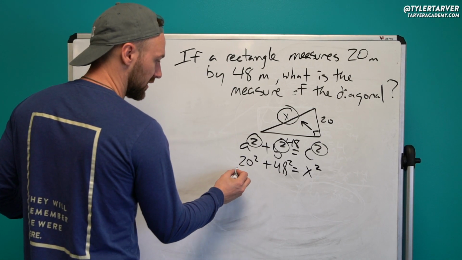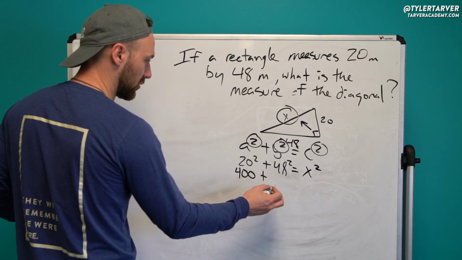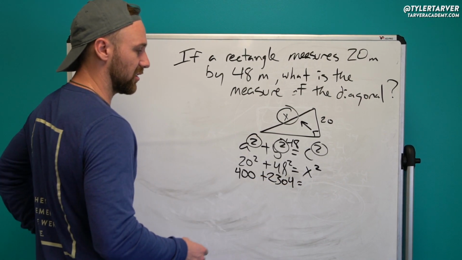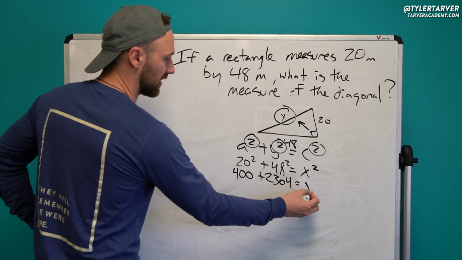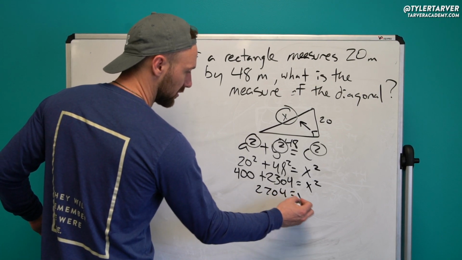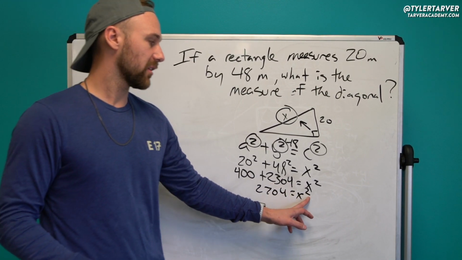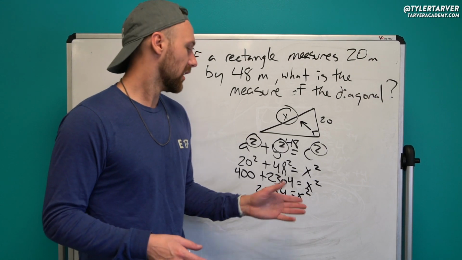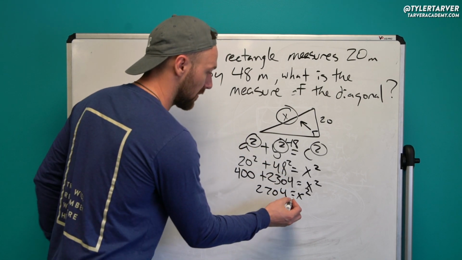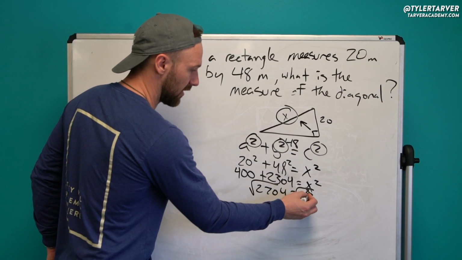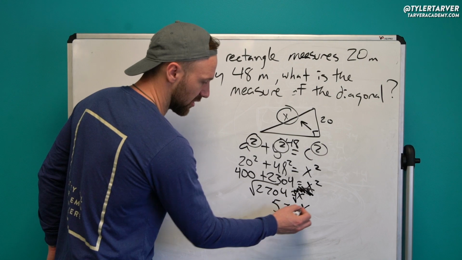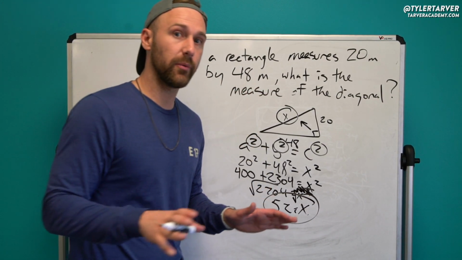So 20 squared is going to be 400, and 48 squared is 2,304, I think. If we get a wrong answer, you can correct me in the comments. And then x squared is still x squared. Now we just add those two together. It's going to be 2704 equals x squared. And then our last step is to get rid of the squared, okay? Because we want x, we don't want x squared. So the opposite of squaring something is square rooting, okay? So square root this side, square root this side, that cancels out. My x equals 52.